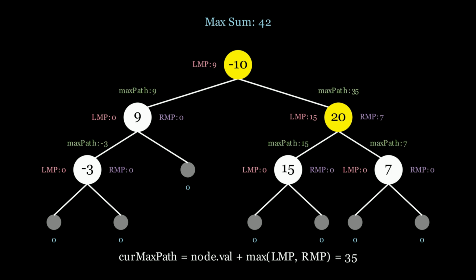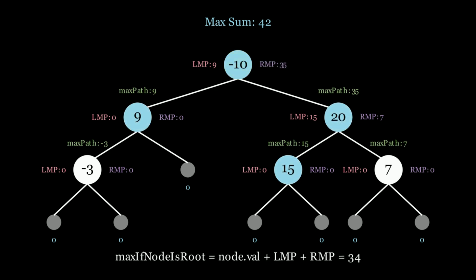Remember, we can't return 42 to the negative 10 node because 42 treated 20 as if it could be the root, right? If we pass that to negative 10, that means negative 10 cannot attach to 20 because we treated 20 as if it could be the root node. So now we're going to return 35 to negative 10 as the right max path.